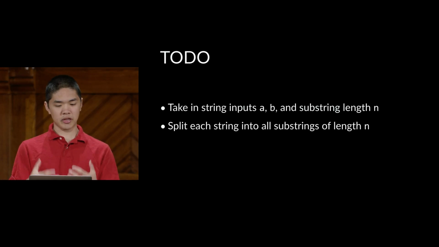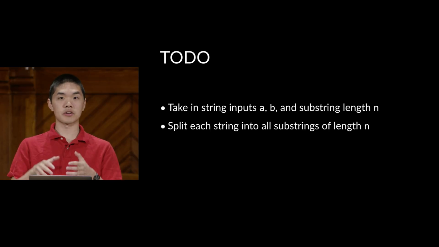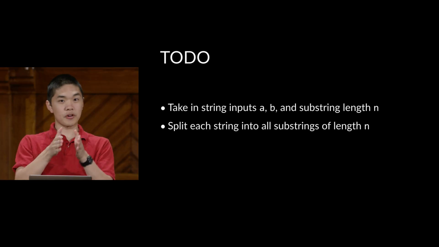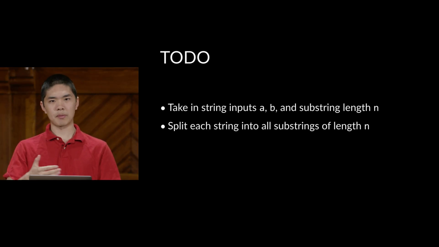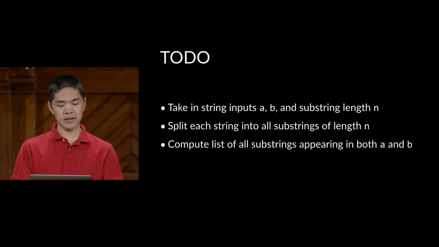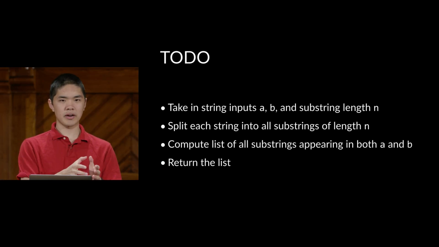Well, you'll split each string into all possible substrings of length n characters. So if you have a string that's 5 characters long, and you're looking for all substrings of length 3, you might have a bunch of different substrings that might overlap with each other that are all of length 3, for example. And we'll take a look at an example of that shortly. After that, you'll want to calculate a list of all of the substrings that appear in both files, as usual. And then just like in our prior two functions, you'll return a list that contains all of the substrings that appear in both of the files.